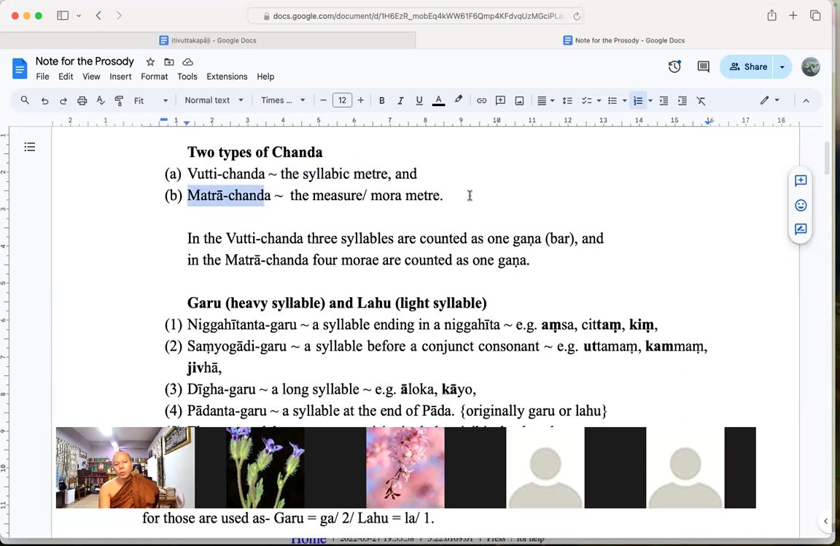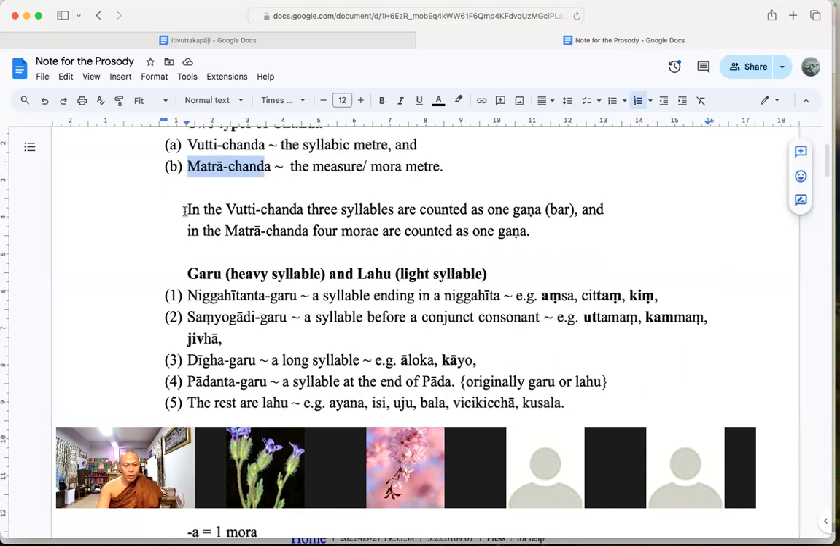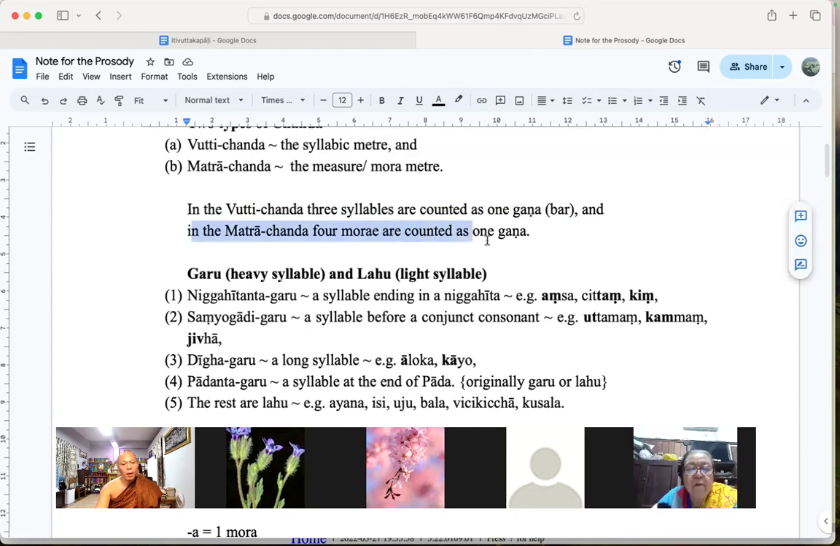So mora meter means a short vowel is equal to 1, a long vowel is equal to 2 or something like that. Okay, so that one here you see. In the Vodi chanda, 3 syllables are counted as 1 gana or 1 bar. But in the Madra chanda, 4 moras are counted as 1 gana. But we are learning such an 8-syllable stanza, that is a kind of Vodi chanda. So 3 syllables will be counted as a gana or 1 bar. Okay, and later we will see that gana or that bar.